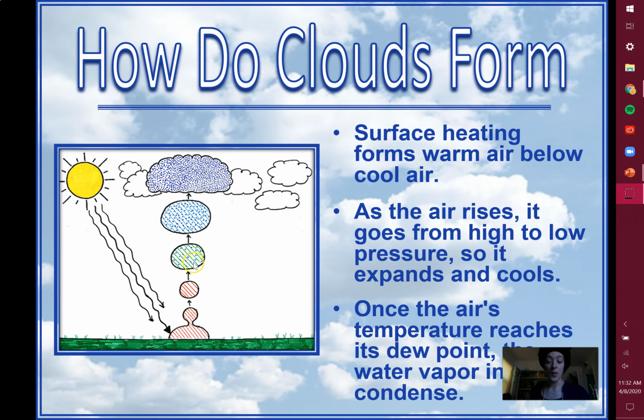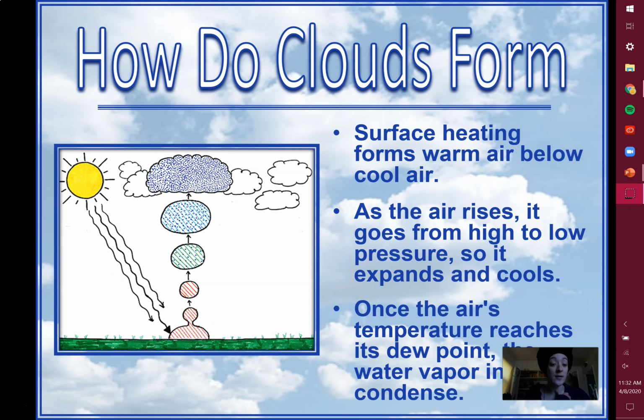As the molecules are rising in the atmosphere, just like we talked about yesterday, the layers get thinner and thinner as you go towards outer space, right? So the density is decreasing. The molecules are spreading out as the air rises into the atmosphere.